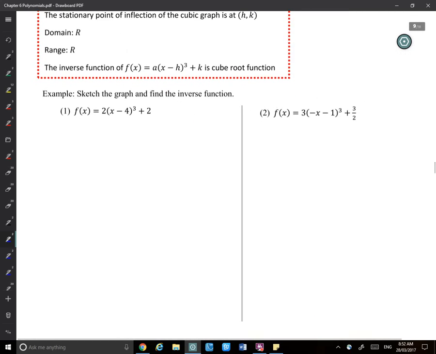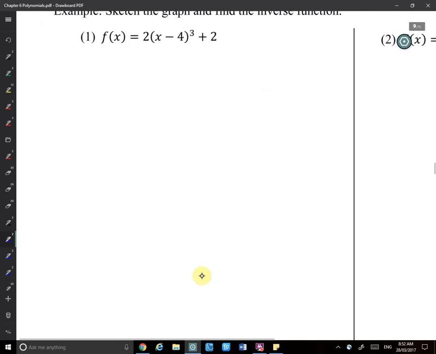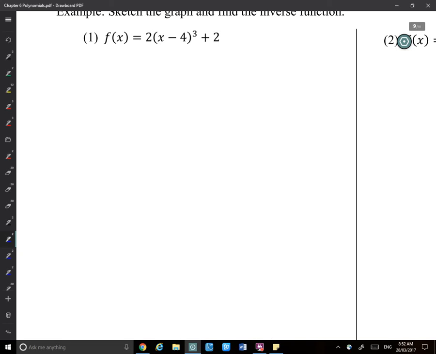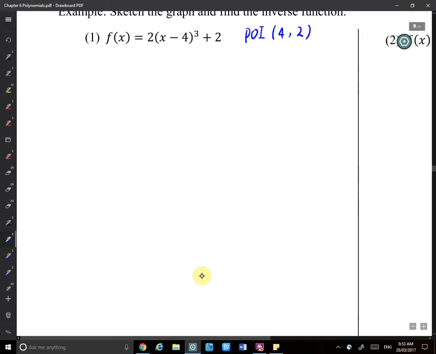That's the idea of this, but let's sketch this graph. We have f(x) equals 2(x minus 4) cubed plus 2. So what's the point of inflection here? (4, 2). Is that a positive or negative shape? Positive. The shape looks like this.